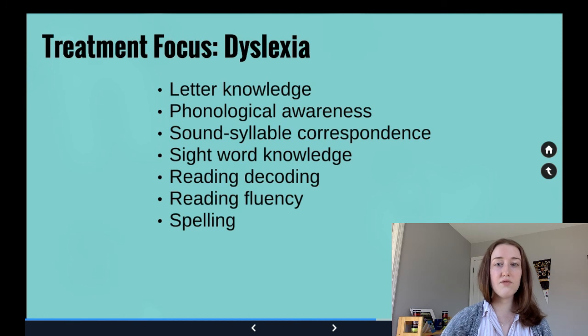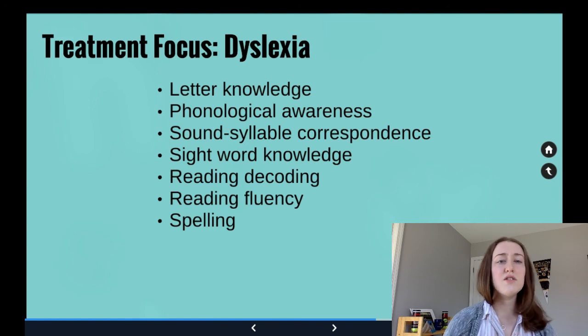So they'll also go through reading decoding, which would be the ability to apply knowledge of letter-sound relationships, including knowledge of letter patterns, to correctly pronounce written words. And then they would also go through reading fluency, and then spelling and vocabulary are also two things that are definitely important for people with dyslexia to go through.